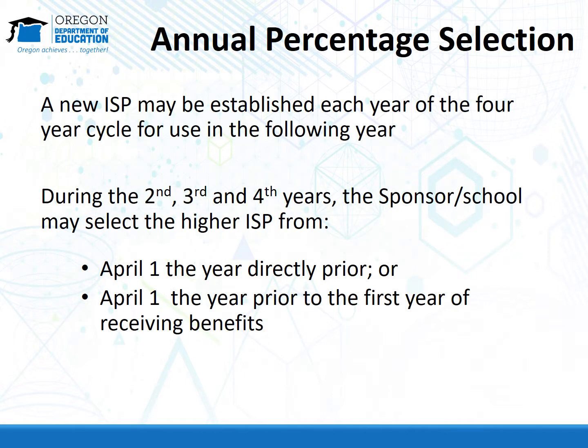The initial ISP approved for Year 1 of CEP is used for 4 years. Sponsors may evaluate the ISP annually with April 1st data. For CEP Year 2, 3, or 4, if the ISP goes down, the initial ISP is retained. If the ISP goes up, the sponsor or school uses the new higher ISP and starts a new 4-year cycle.